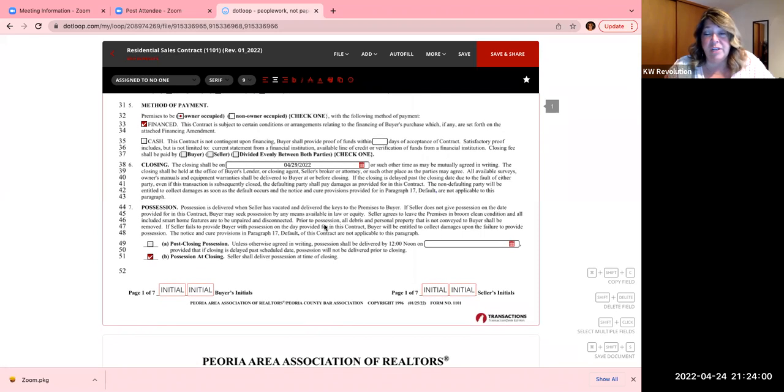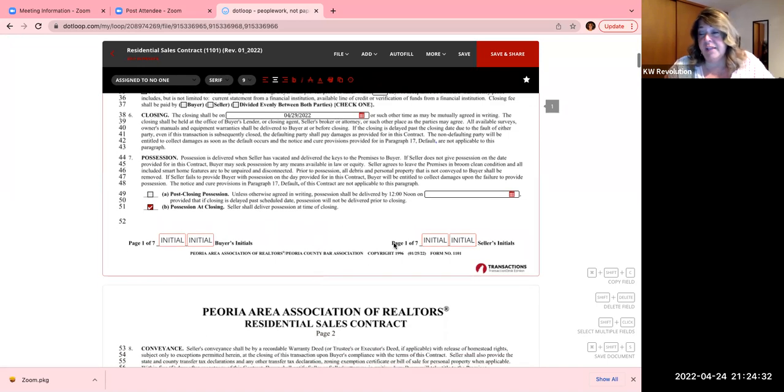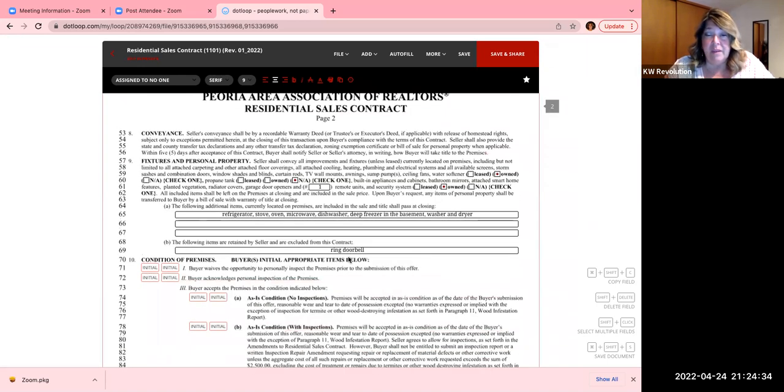And then you've got your possession. I don't believe I've ever done a post-closing possession. 99% of the time you're going to do possession at closing, which means they're going to get the keys at the closing table. And if there is some sort of an arrangement where they do a post-closing possession, you're going to put that date right here. And it does automatically say noon is what's filled in there. So if it's going to be a different time, you'll want to cross that out and write the new time, like 5 p.m. or whatever it's going to be on that day. The buyers will initial and the sellers will initial if they agree. Page 2.